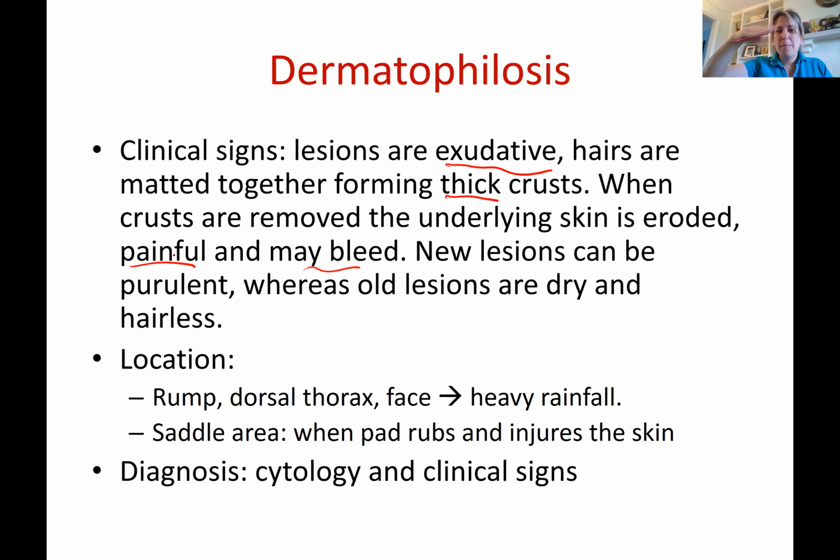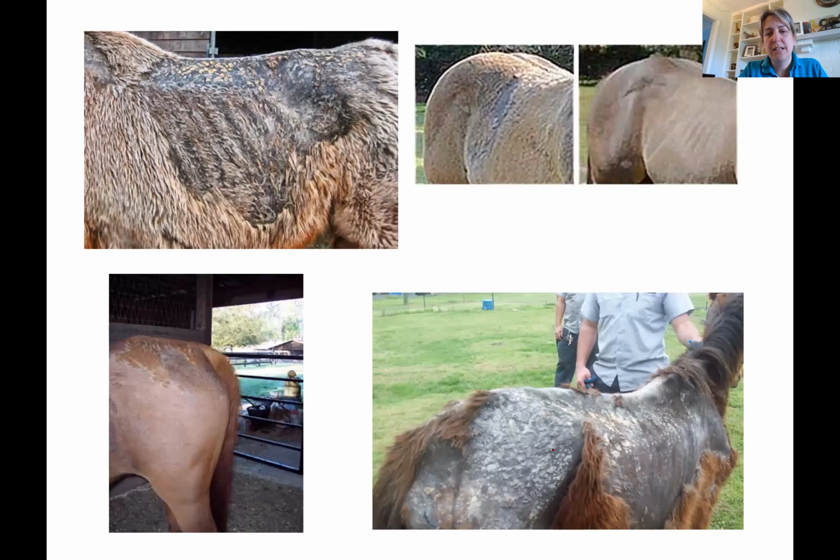Horses that have a low back, like a sway back, where water just puddles on them, are going to have this disease as well. Diagnosis, you can do cytology and clinical signs. It's pretty easy to see this disease.